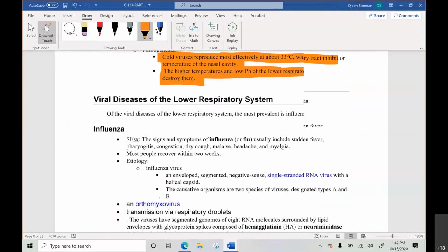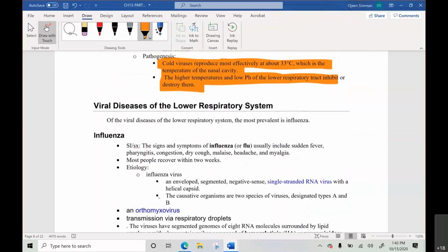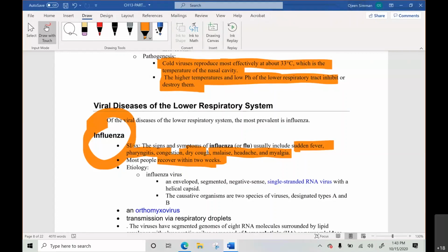Okay, so let me talk about the lower respiratory system now. We're done with the upper. So, influenza. The signs and symptoms of the flu or influenza include a sudden fever accompanied by pharyngitis, congestion, a dry cough, malaise, headache, and myalgia. Most people recover within 2 weeks. You guys have to know about the influenza virus.